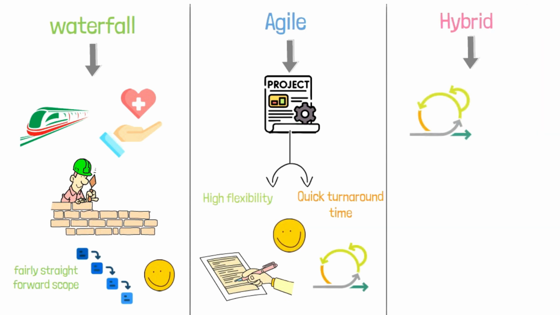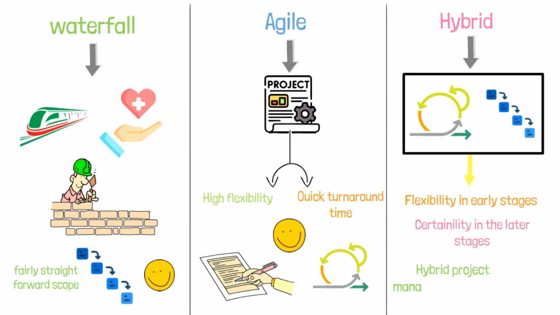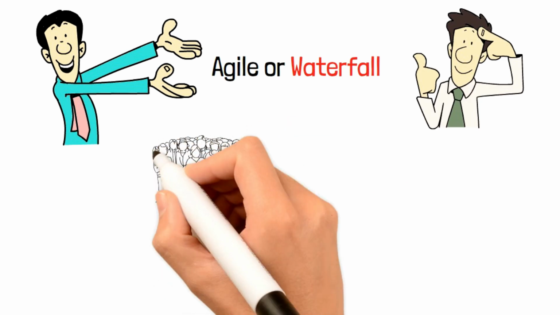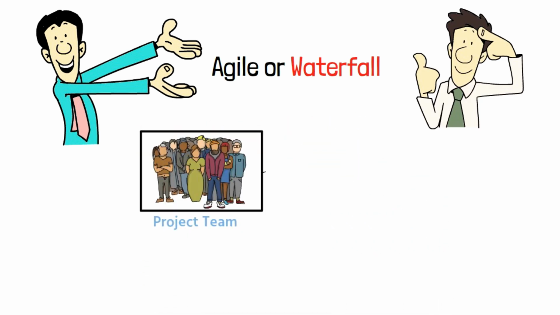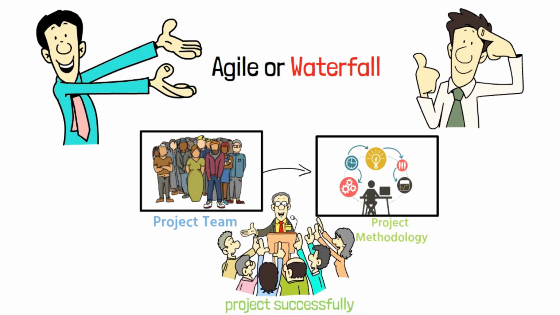And finally, if you want to apply a methodology which is sort of best of both worlds, which means an approach that provides you flexibility in the early stages and certainty in the later stages, maybe a hybrid project management approach is best suited for you. Whichever approach you choose, guys, remember that it's equally important to have the right people management approach in sync with the right project management approach to deliver an overall project successfully.